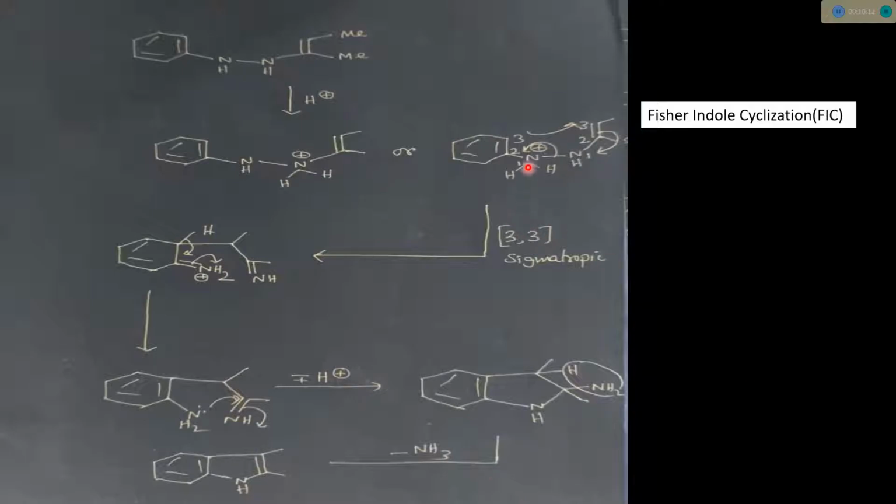So normally protonation will occur, and in this case, numbering 1 2 3 and 1 2 3, a 3,3 sigmatropic rearrangement will occur. Now this intermediate forms, and this hydrogen breaks to form this neutral aniline, and this aniline will attack this C double bond imine bond.